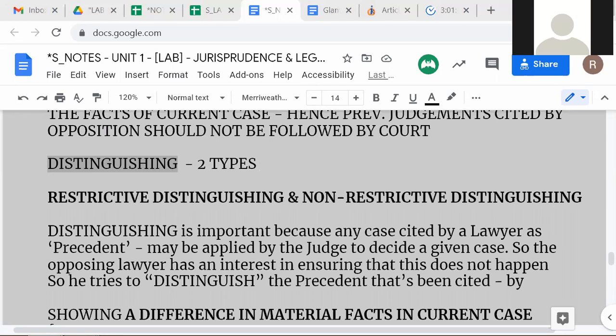I'll just make a note of where we stopped. We stopped at distinguishing, just started. We started non-restrictive distinguishing. Keep a track, because otherwise I get confused about what I finished in which class.